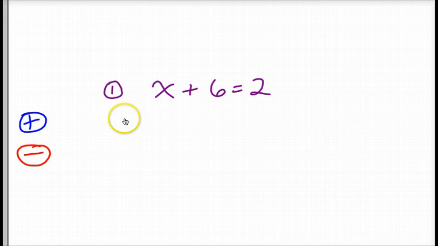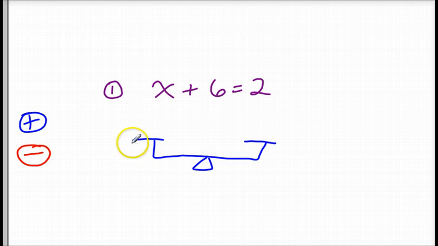All right, so our first example here, we have x plus 6 equals positive 2. x plus 6 equals positive 2. What I want to do first is write it out as a balance. So if we have our old time balance here, remember we want to keep it flat.